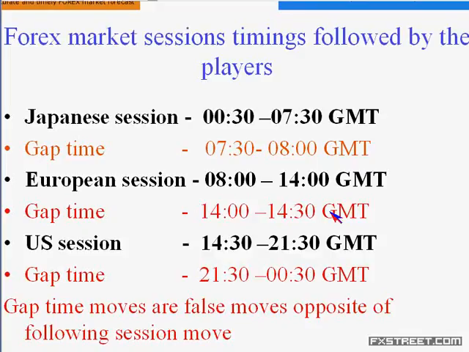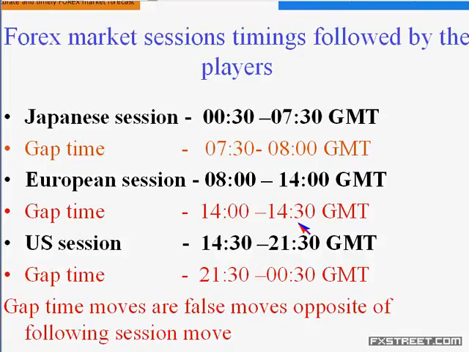We are currently in this particular session, and during gap time, they are expected to make the false move. If they gain the levels, then they are expected to drop during the first 30 minutes of the session. If they drop during the gap time, then they are expected to gain the levels during the session. And so that is how we understand.